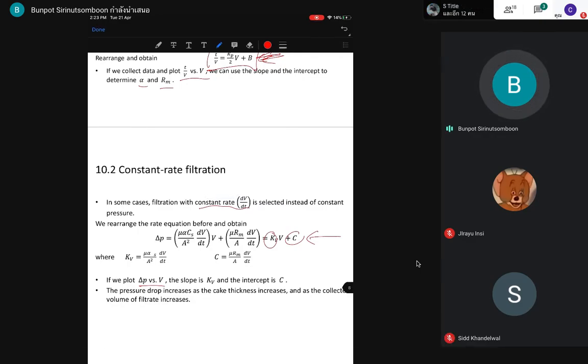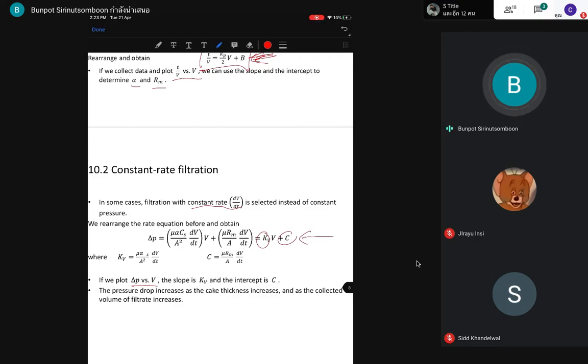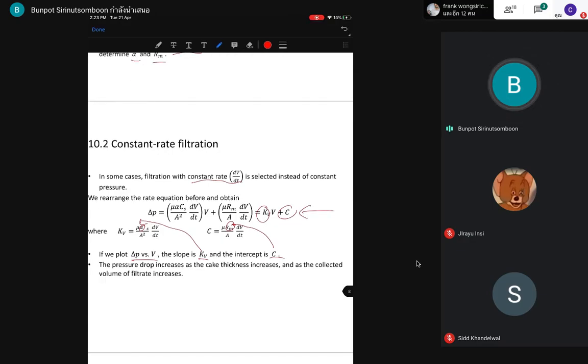So once you get the data, make the linear plot, you get the slope, and you can use the slope to find Kv and C, and then from Kv and C you can find alpha right here, and use C to find RM. And as you continue the process, during the working of the process, you're going to get thicker and thicker cake, and you're also going to get higher and higher pressure drop.